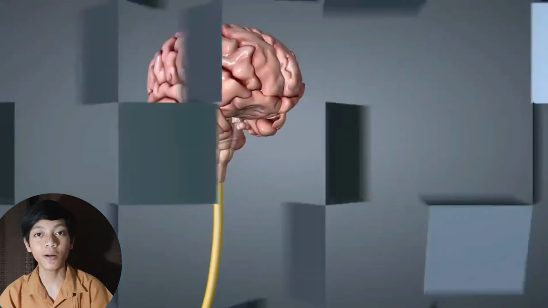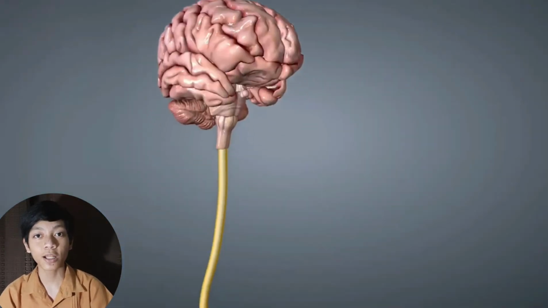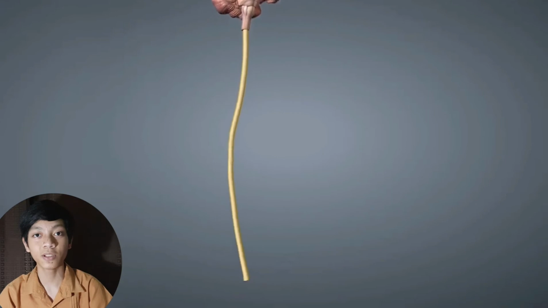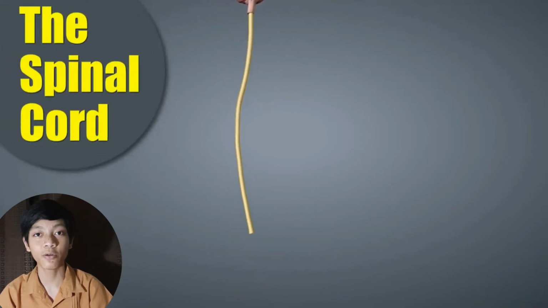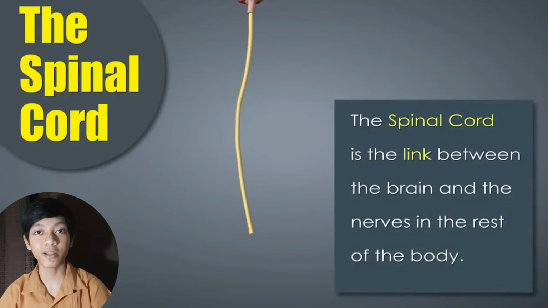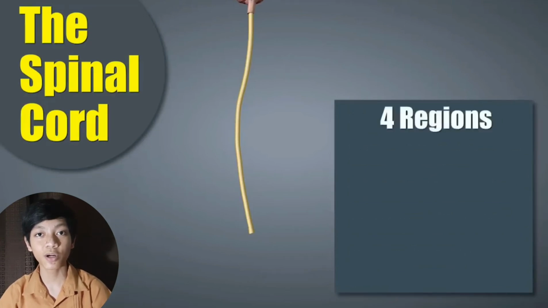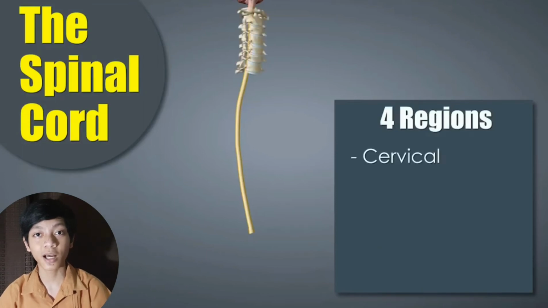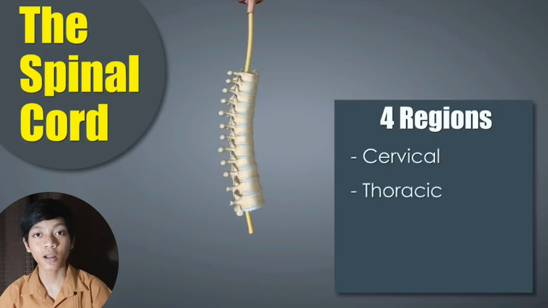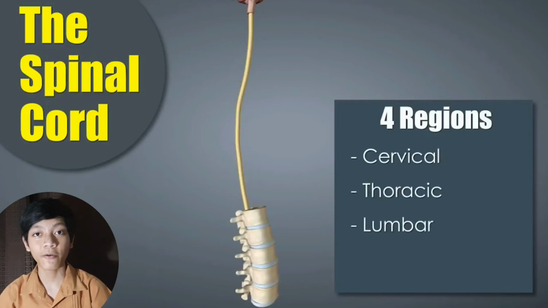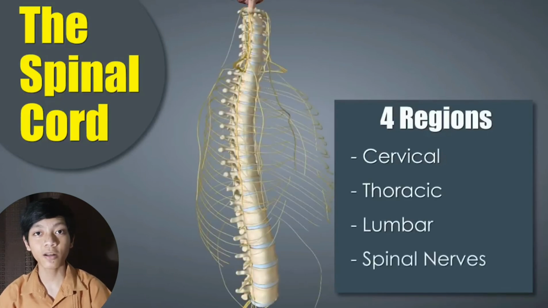Now that we've covered the brain, let's take a look at the other half of the central nervous system, the spinal cord. The spinal cord is the link between the brain and the nerves from the rest of the body. The spinal cord is divided into 4 different regions: the cervical, thoracic, lumbar, and the afferent and efferent spinal nerves, which merge to form the peripheral nerves.